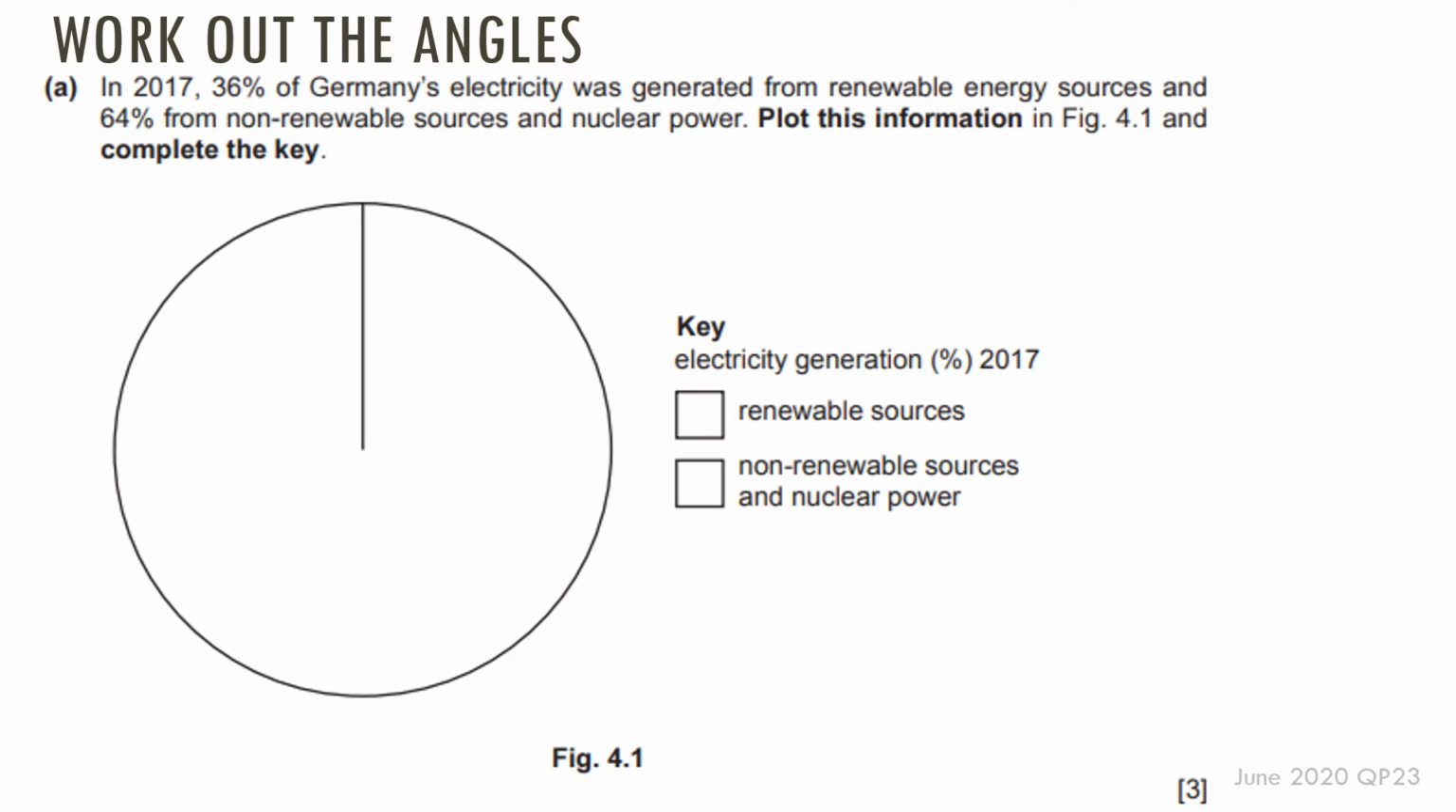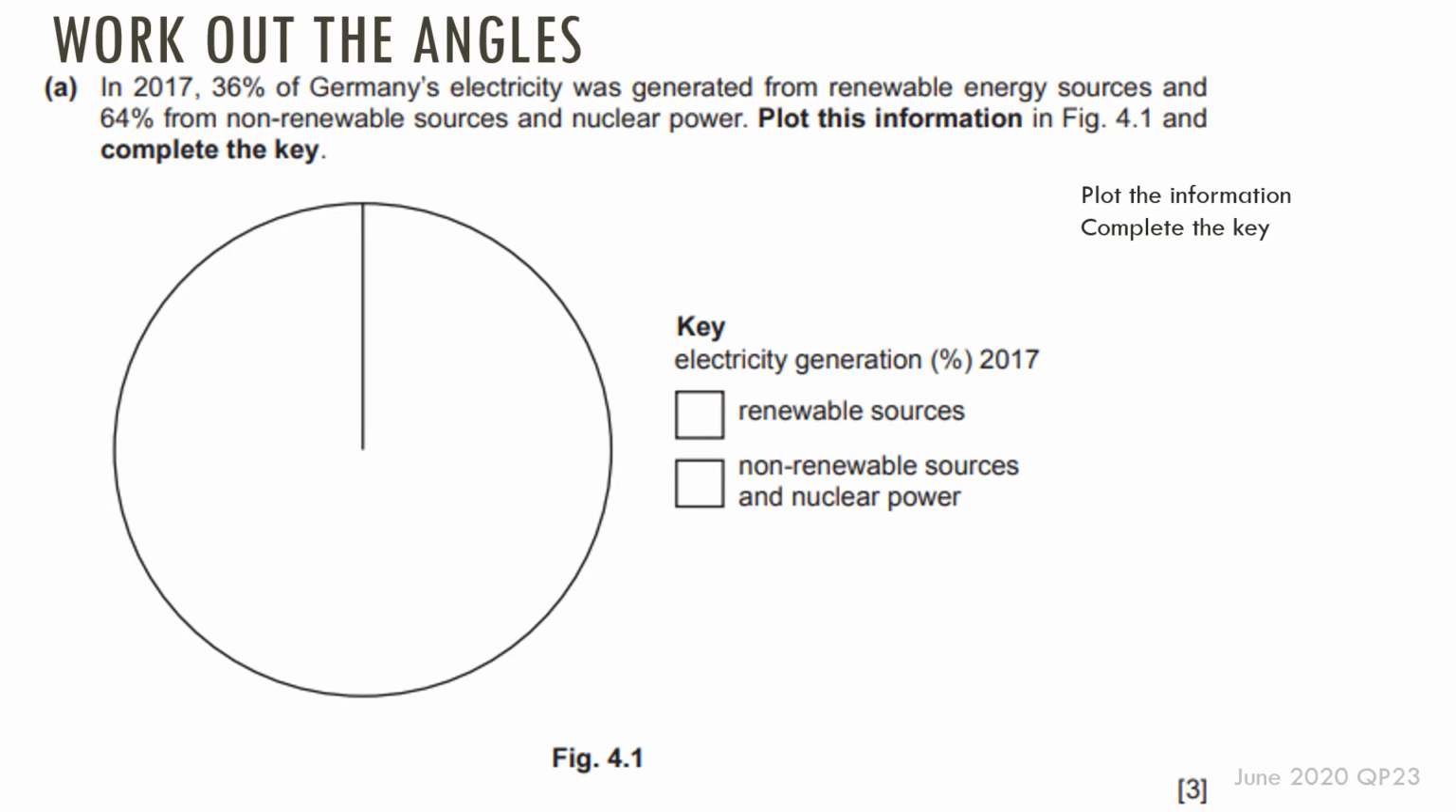Now in this question, you're required to work out the angles. So in 2017, 36% of Germany's electricity was generated from renewable energy and 64% from non-renewable energy. Plot this information in figure 4.1 and complete the key. So here, unlike previous questions, you haven't been given a breakdown in the percentages, although you could work out maybe 0 at the top, 50% at the bottom, 75% on one side and 25% on the other. You could do that, or you could work out the angle. And this is actually quite a useful skill to know how to do.